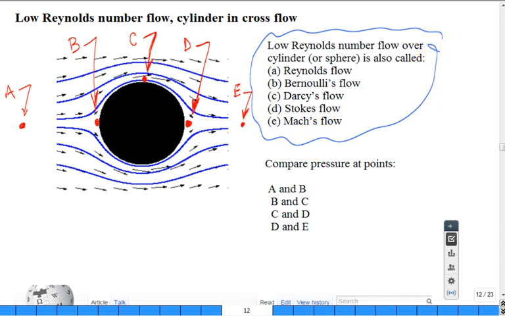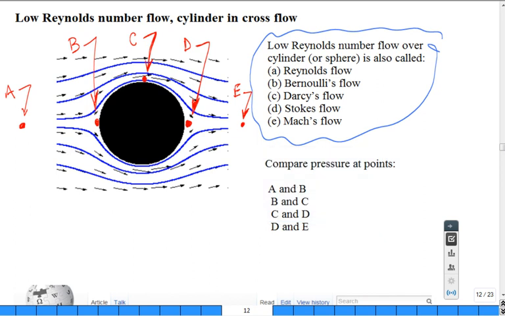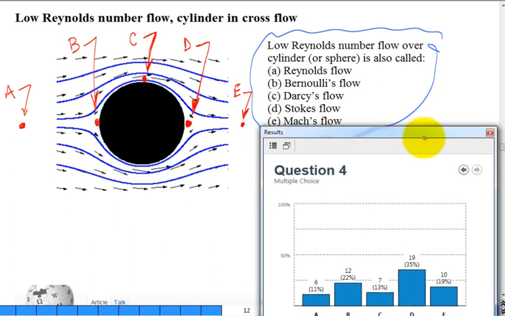So for low Reynolds number flow over a cylinder or a sphere, it's sometimes called the Reynolds flow, the Bernoulli flow, the Darcy's flow, the Stokes flow, or the Mach flow. Go ahead and input your answer. Everybody in? Let's go ahead and stop it and show the results. And the results say that as a class, we are guessing today.